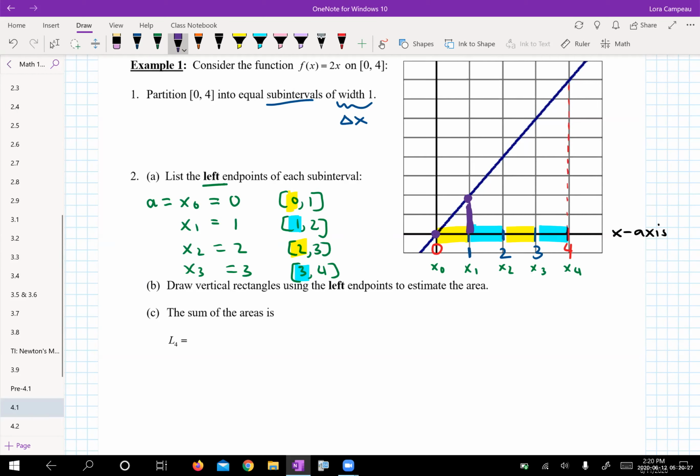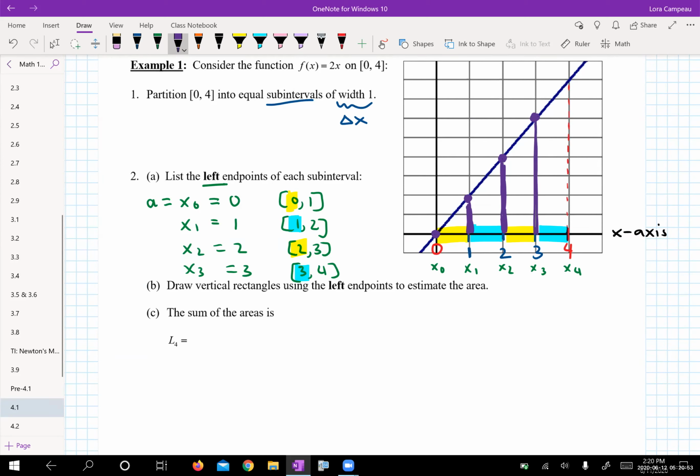Now, if we're making the next rectangle, remember we're looking at f of 2. If we're dealing with this, we should be having this here. So we're kind of subdividing up the intervals. And then the last one is the 3. That's where we're looking at the value of the function.